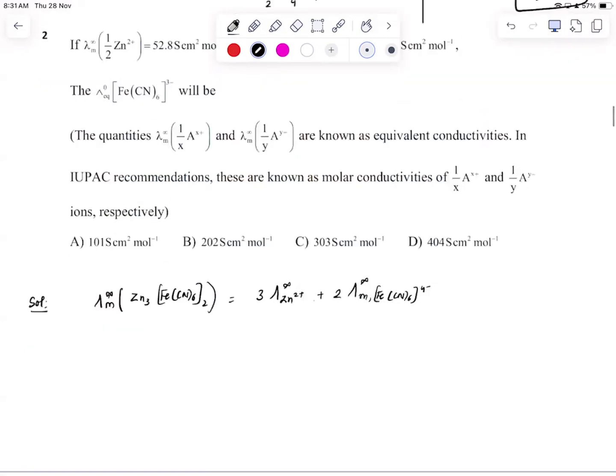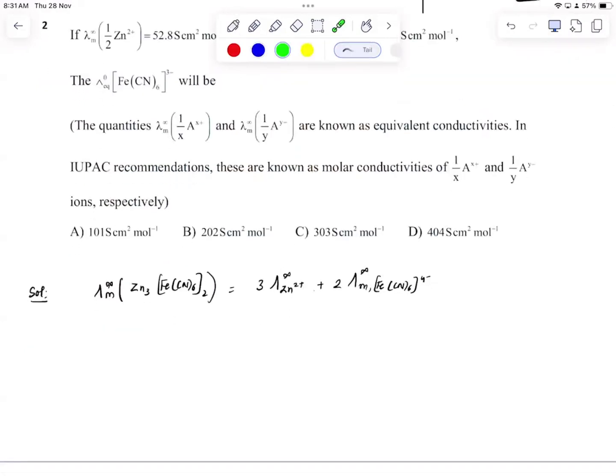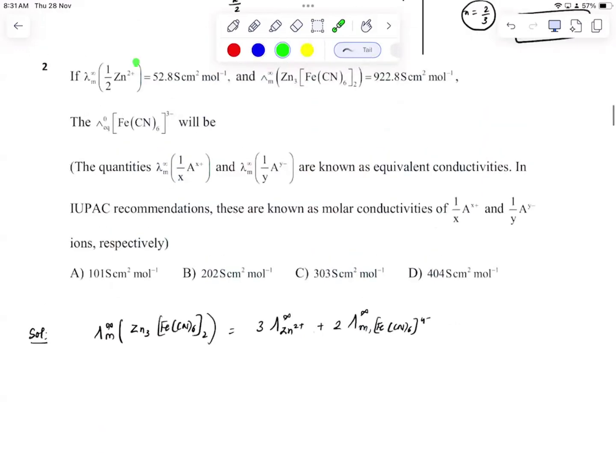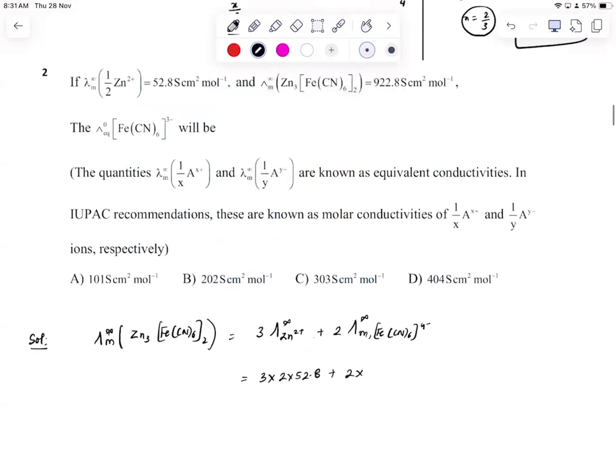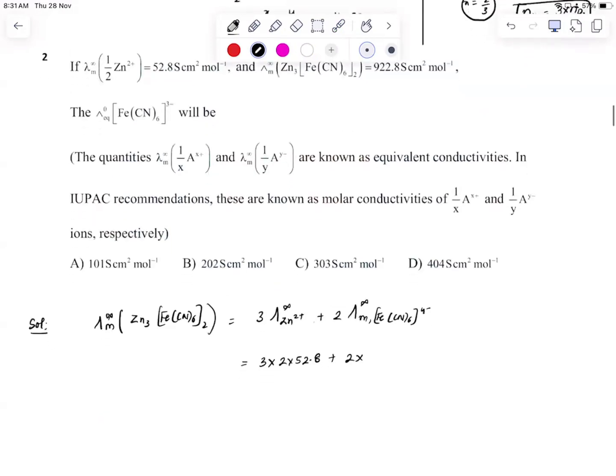Now, lambda m of Zn, you can see that half of it is given here. So, if at all I multiply that with 2, I have to multiply 2 on both sides so that this half will get cancelled. So, that is equal to 3 times of, right? Half of lambda is given. So, that will be 2 times of 52.8 plus 2 times of this is x. That is what we need to find out here.